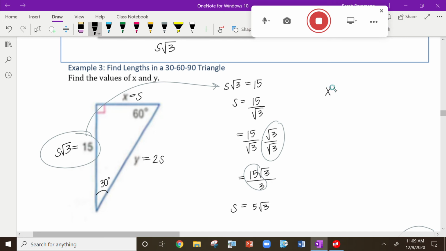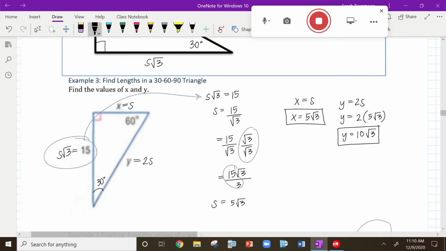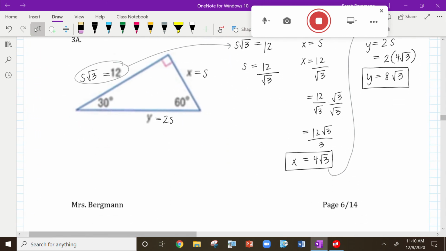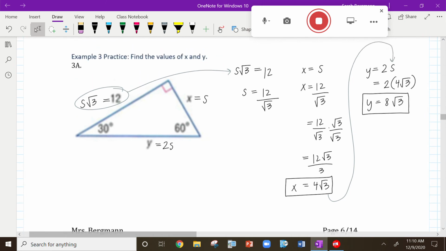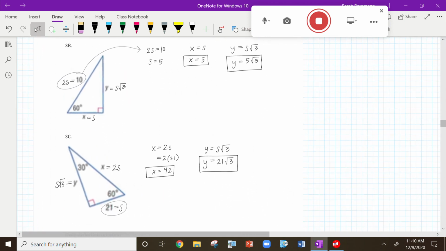Now that I have my value of s, I can find x and y. So I'll plug in s here. I know x is just equal to s, so I get 5 square root of 3. Y, however, is equal to 2 times s. When I'm multiplying this by 2, I can multiply the 5 and the 2 together to get 10 radical 3. Pause the video and try the 3 practice problems below. Here's the answer for the first one. Here are the second two.